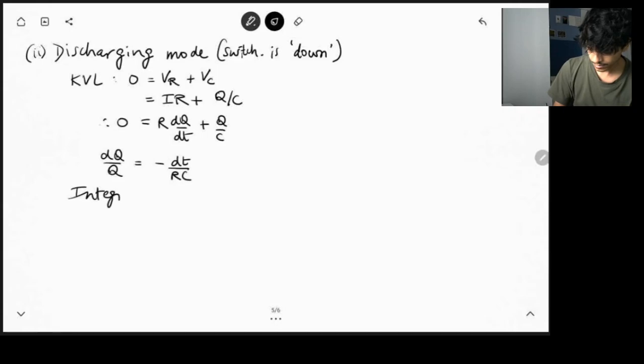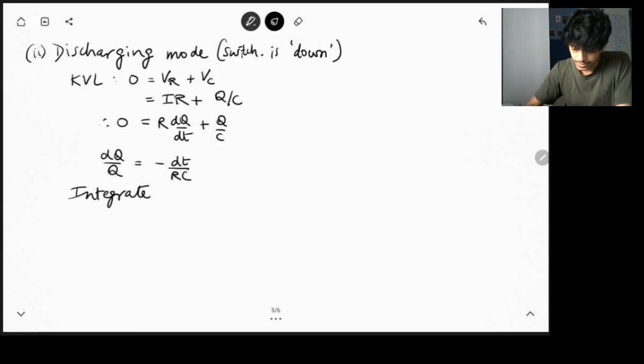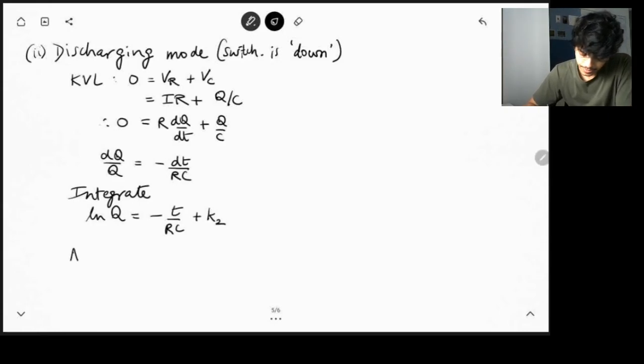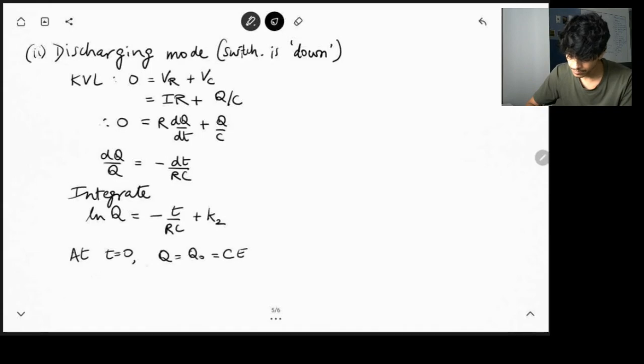So when we integrate this, we get log Q is minus t over RC plus some integration constant, let's call it K2. Now at t equal to 0, say we started with the capacitor fully charged, so Q is Q0, which if you remember from previously, is just C times E. So then we get log Q0 is K2.